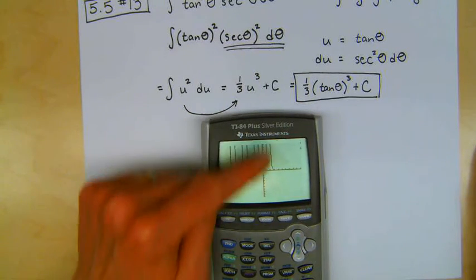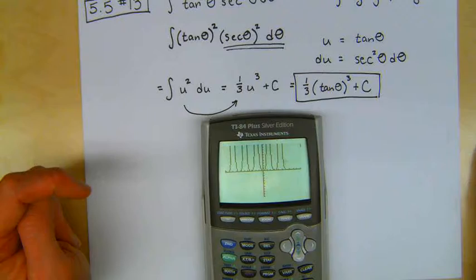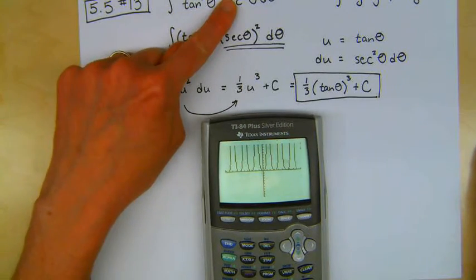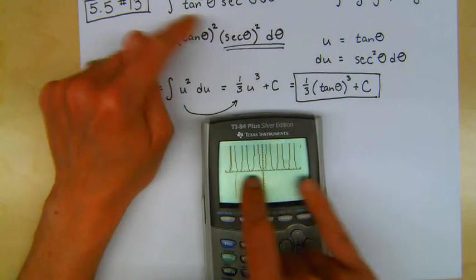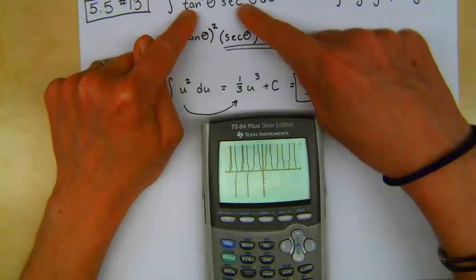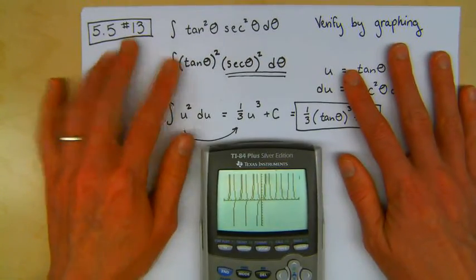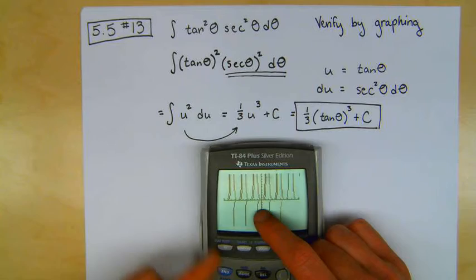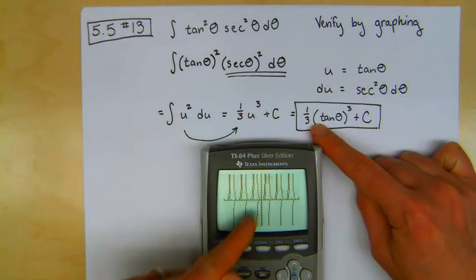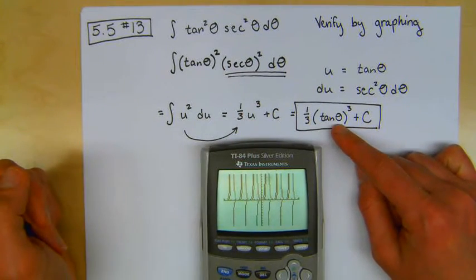options. So this wiggly one is our original function, tangent squared secant squared. We know that because it takes on only positive values, which makes sense because both of these are squared, so they have to be positive. And then this one that has the cubic action has both negative and positive values.